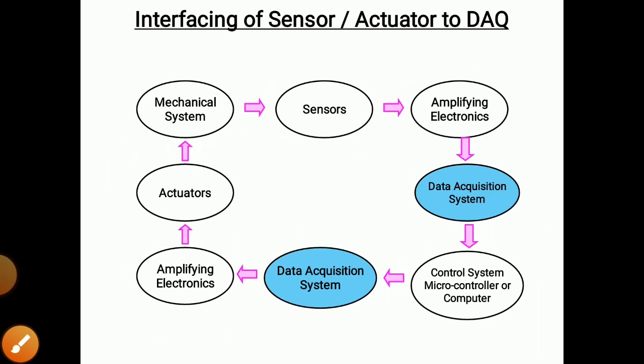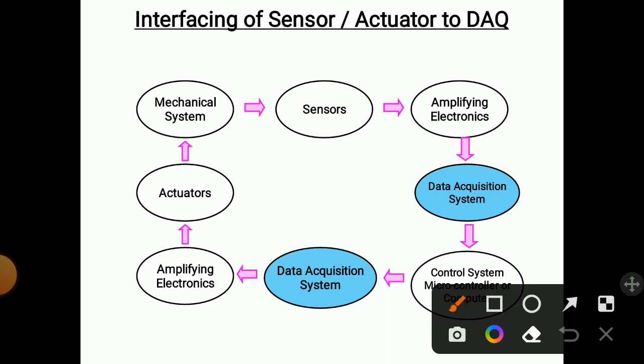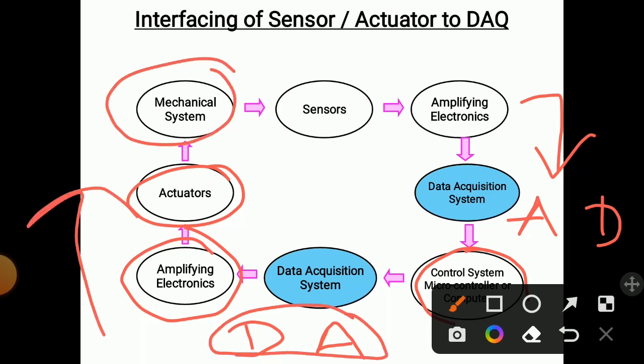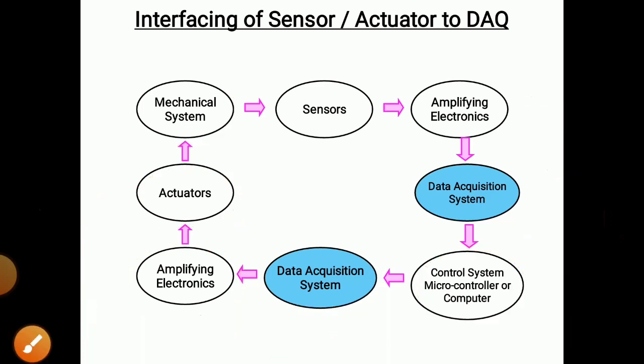Okay, so are you getting my point? So here there is use of the data acquisition system. The signal is converted from analog to digital form, because the computer or microcontroller understands digital language. And here the actuator and amplifying electronics need to understand analog signals. That's why digital to analog converters are used in this process. So the computer has a digital signal, which is converted here to analog form, and then the analog signal is given to actuators and then to the mechanical system. So like this there is use of the data acquisition system.